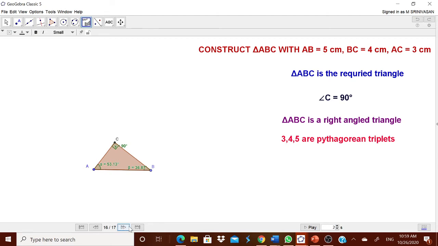Now let us try to find the area of this triangle. It is another very interesting thing. Half into base into height. We cannot take AB as the base. We can take AC as the base or BC as the base. You can ask the children to explore by taking BC as the base, or AC as the base, and finding the area of the triangle is 6 cm square. Let us try to construct this dynamic worksheet from scratch.